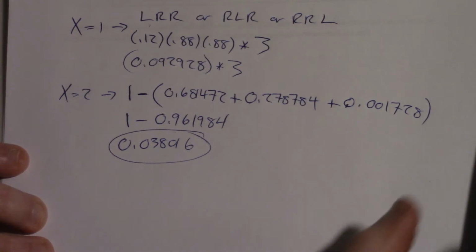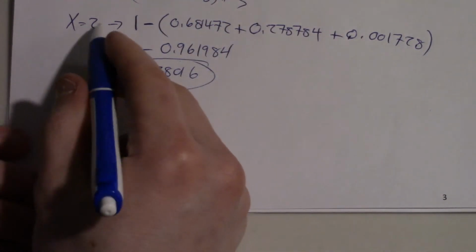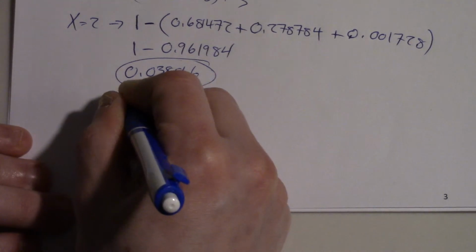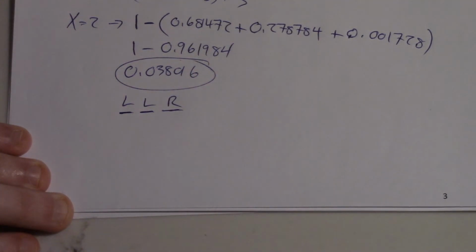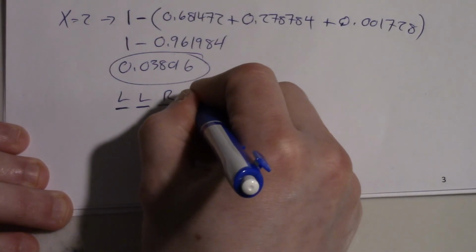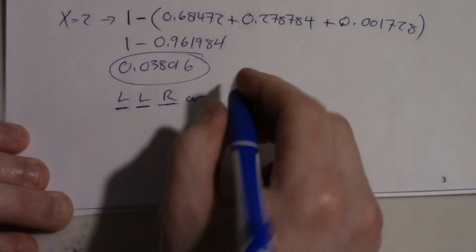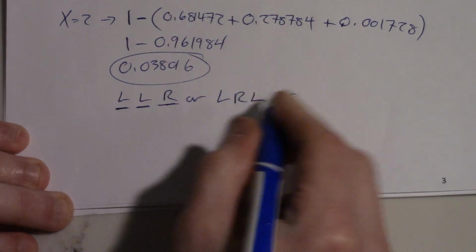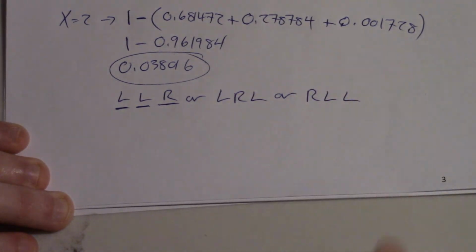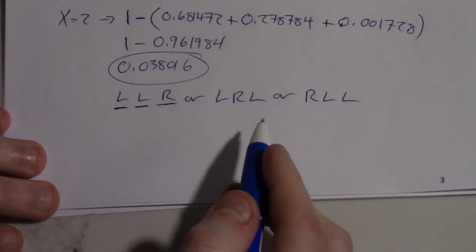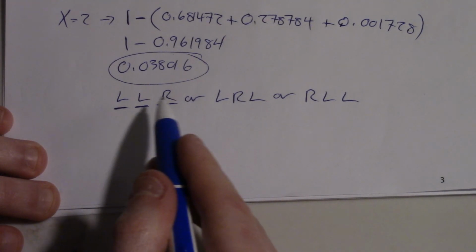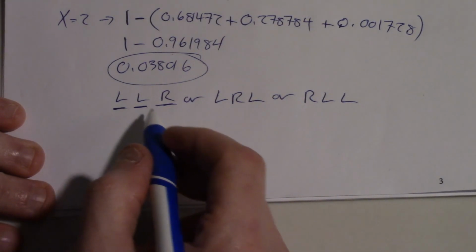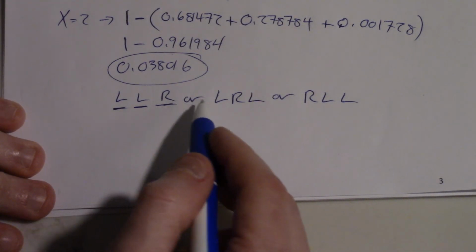So let's verify that. So if x is 2, what that means is we'll have two left-handed people. So we could have left, left, right, or the right-handed person could come second, or the right-handed person could come first. And again, these are going to all have the same probability. So if we find the probability of one of them, we can multiply that by the number of combinations, which is still 3.